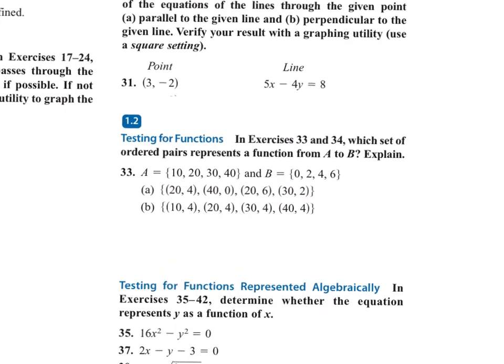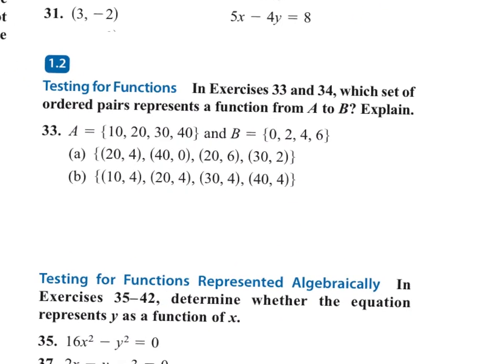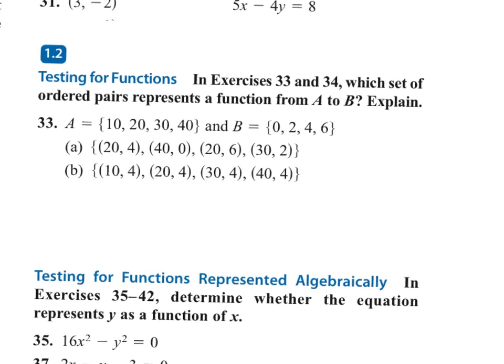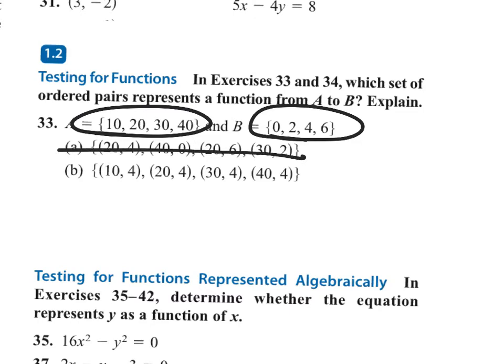33. Okay, so you're looking to see which one represents the function from A to B. So set A would be your X, set B would be like your Y. And you're trying to figure out which one would be a function. So remember, for a function, the X can't repeat with a different Y. So if I look at A, I've got 20 with 4, and then I also have 20 with 6. And that can't work. So this would not be a function.